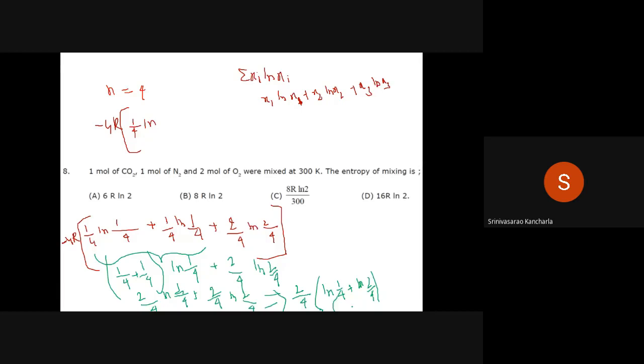2 by 4 you are taking it common. ln 1 minus... Sorry, Sir, can you please scroll a little up? I'll write it up. Okay. You can write this one as natural log of 1 minus natural log of 4. Is that okay? Plus natural log of 2 minus natural log of 4. Is that okay? Okay, sir.